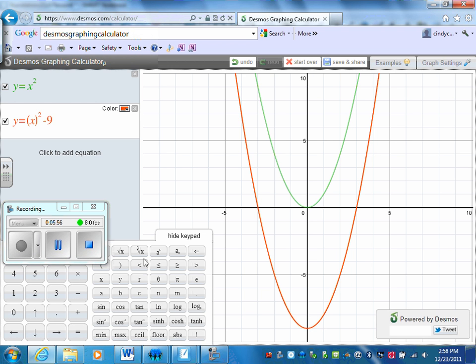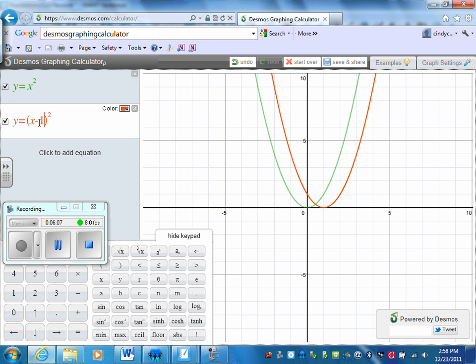Okay, looking at D, we have x minus 1. So now we're actually putting something into the brackets, and we're looking at how this shifts. It seems like it shifted to the right. So -8, shifting to the right even more. -7, -5.